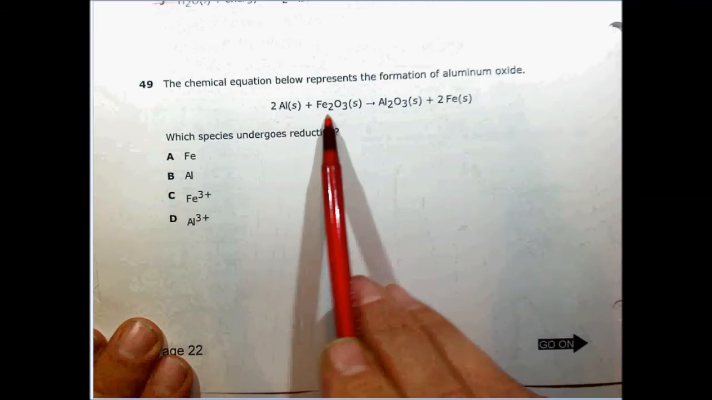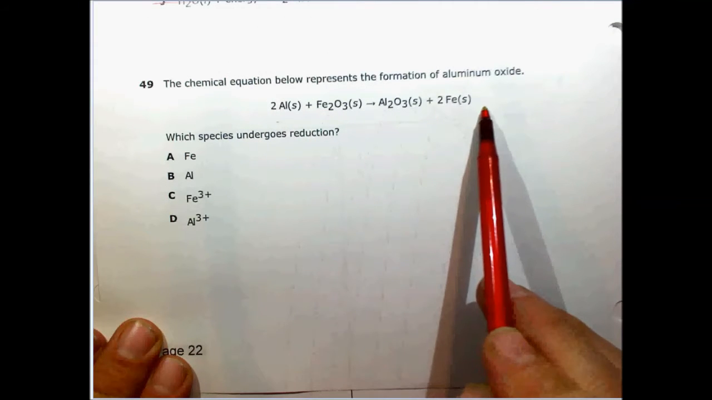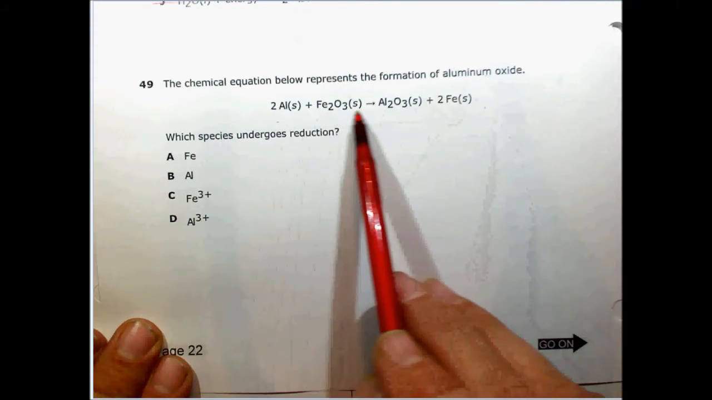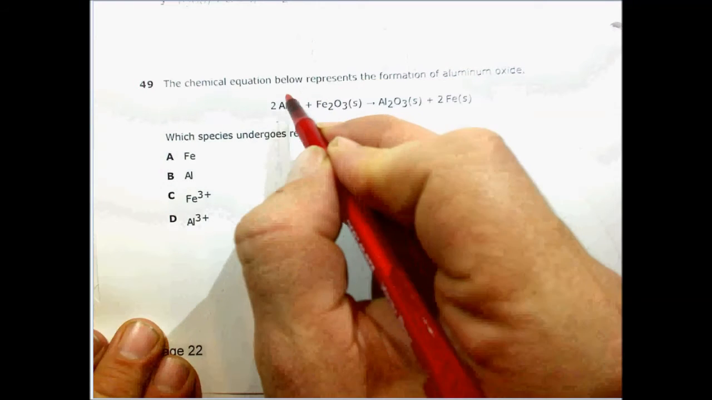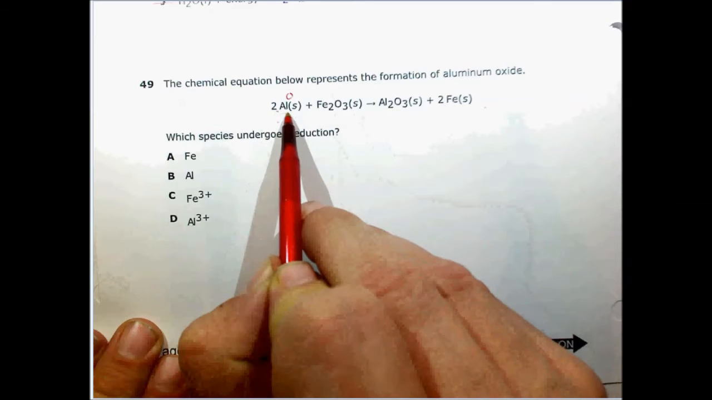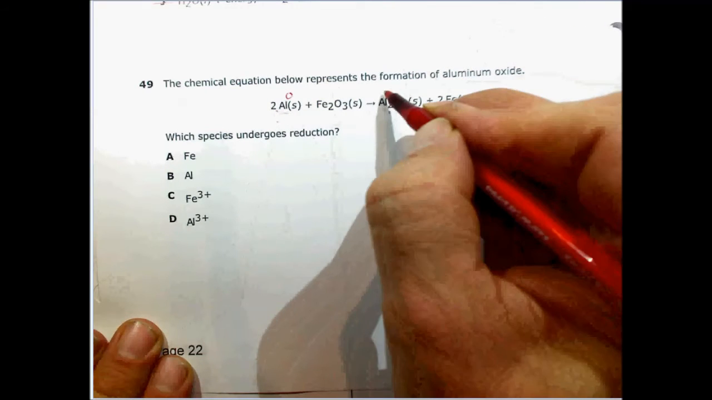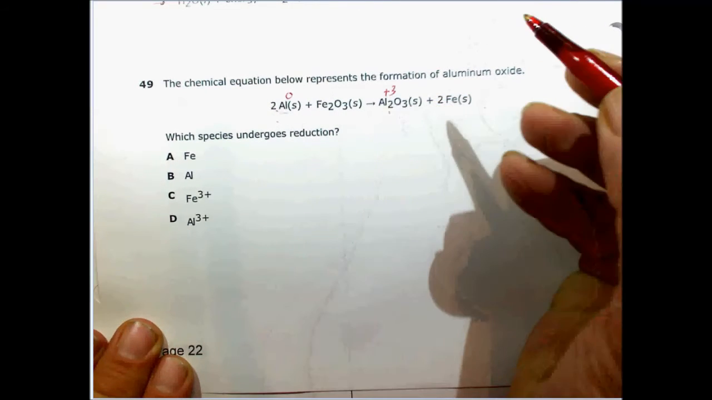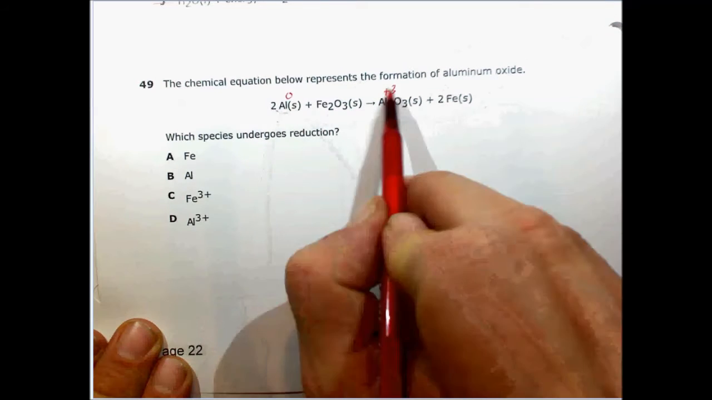This equation represents the formation of aluminum oxide. Which of these represents reduction? Well, aluminum in its elemental state has a 0 charge, but here we know that aluminum is in an ionic state with a +3 charge. Aluminum has been oxidized.